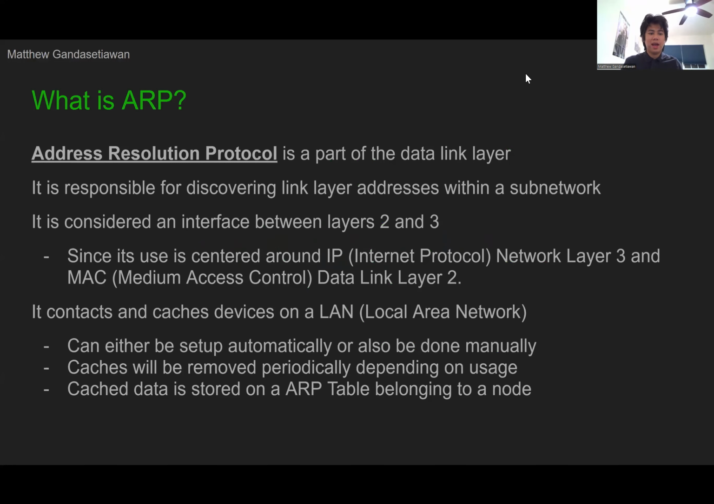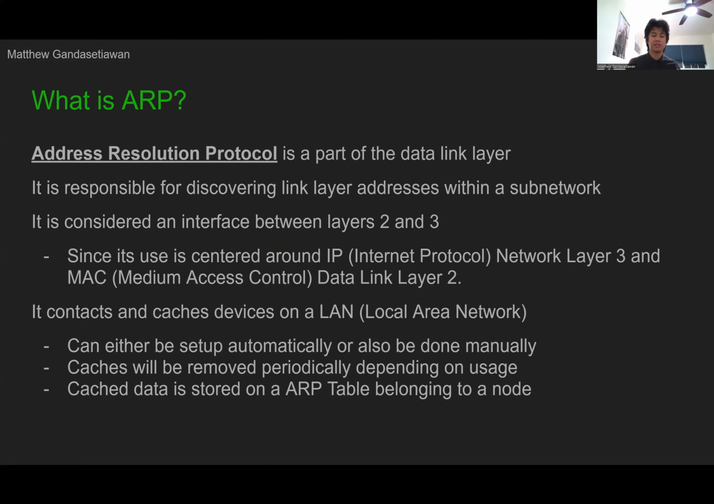What is ARP? Address Resolution Protocol is a part of the data link layer. It is responsible for discovering link layer addresses within a subnetwork. So it is considered an interface between layers 2 and 3, since it is centered around the Internet Protocol, Network Layer 3, and MAC, Medium Access Control, Data Link Layer 2.